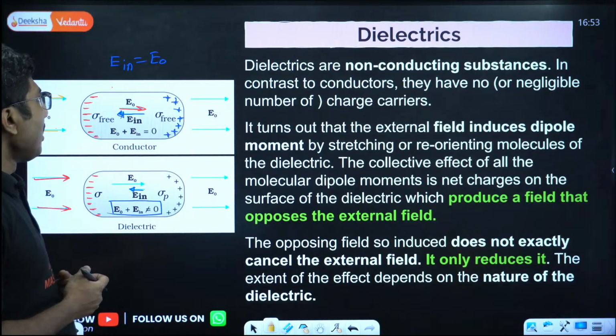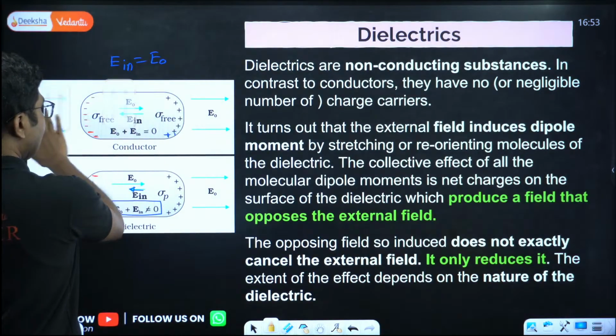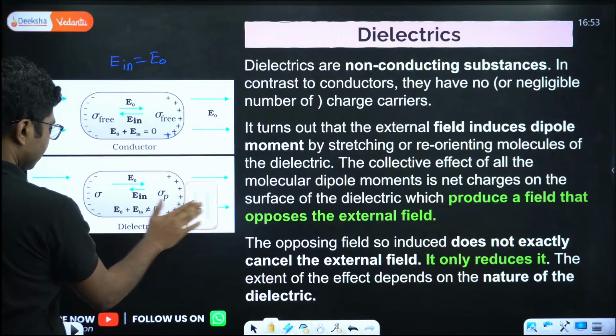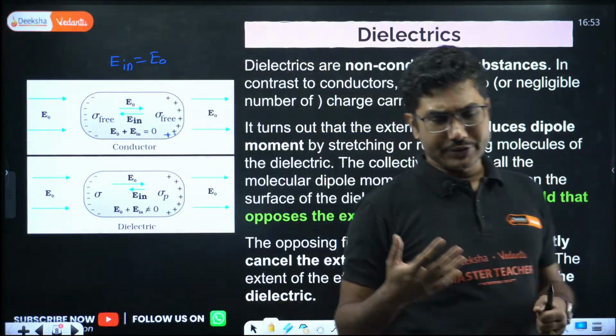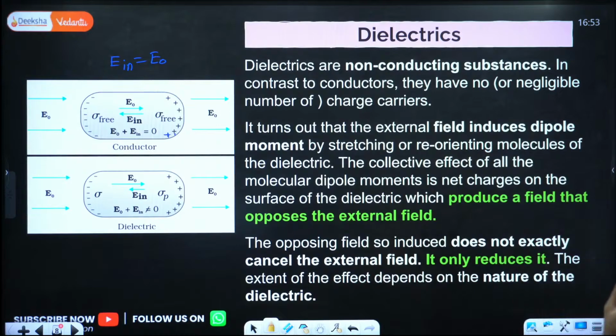Okay, now we move on to dielectrics. So what is a dielectric? Dielectrics are non-conducting substances. Basically dielectrics are insulators, and they behave slightly differently than conductors.